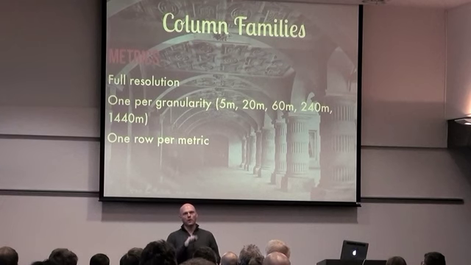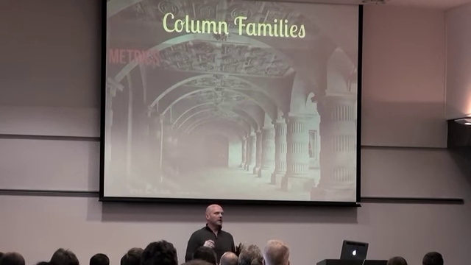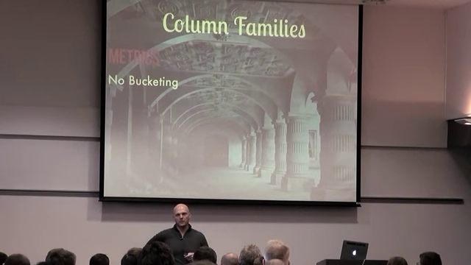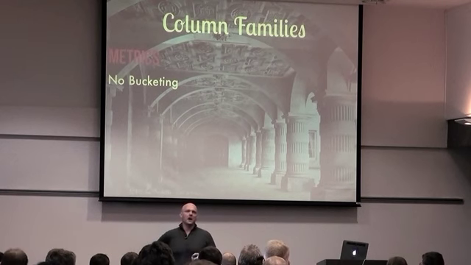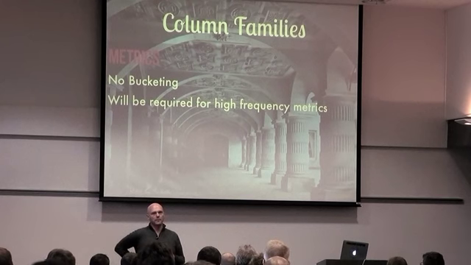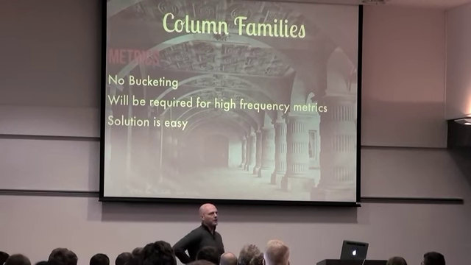The column families each get one row per metric, and the locator is the key. There's no bucketing. One of the constraints that we went into with this system was that the average frequency of a metric was going to be 1 every 30 seconds. Obviously, if your frequency is a lot higher than that, you're going to want to employ some kind of bucketing. We plan on doing this in the future, and I don't think it's going to be pretty hard.